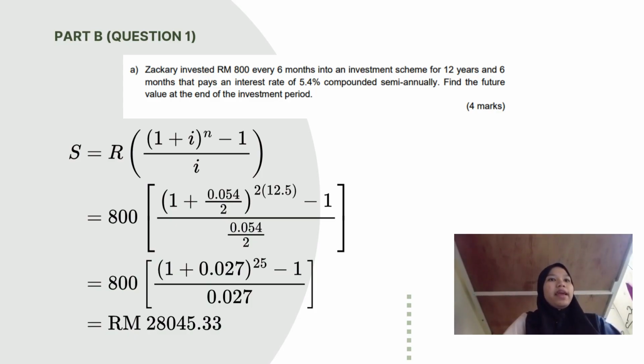Part B, question 1a. Zikri invested 800 ringgit every 6 months into an investment scheme for 12 years and 6 months that pays an interest rate of 5.4% compounded semi-annually. Find the future value at the end of the investment period.